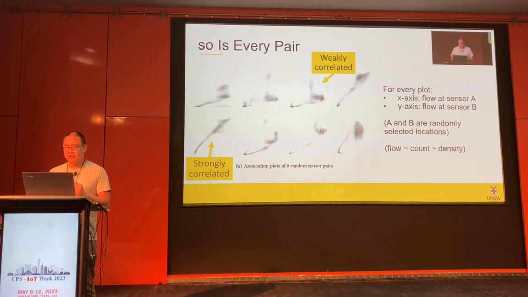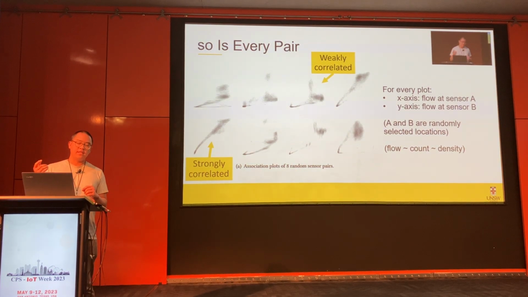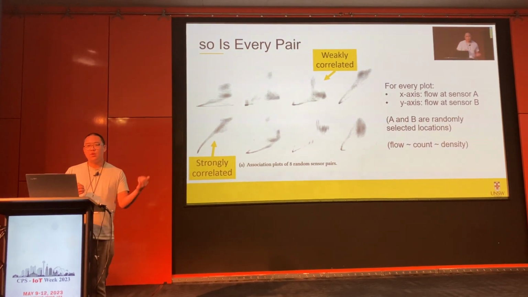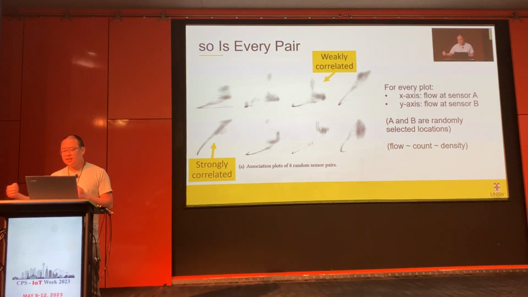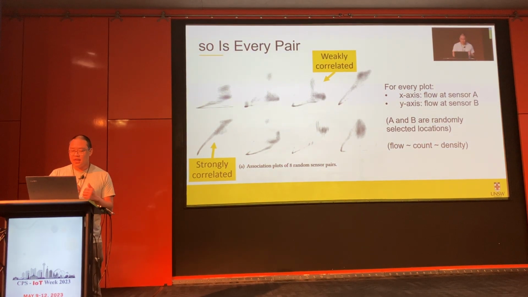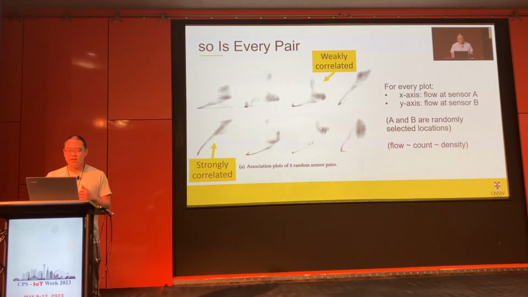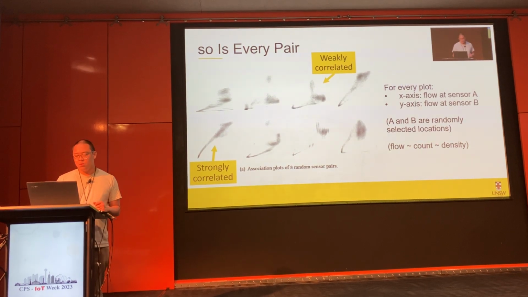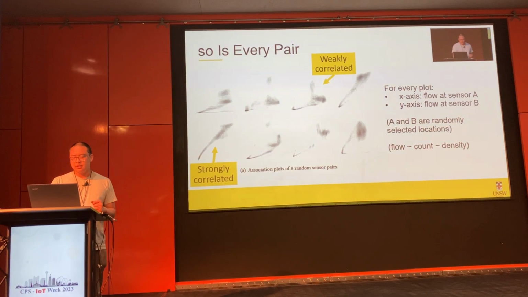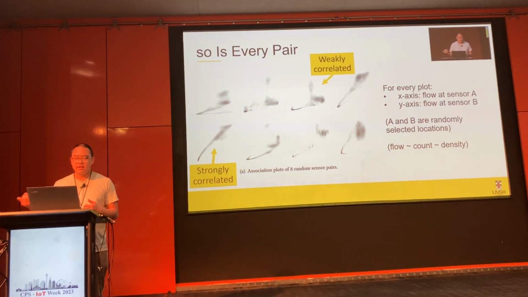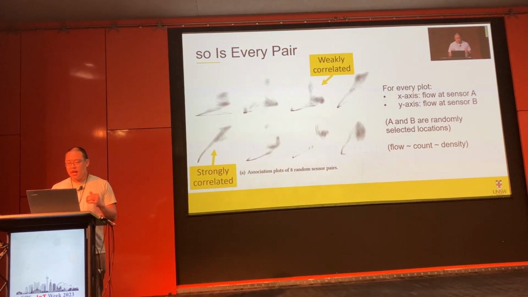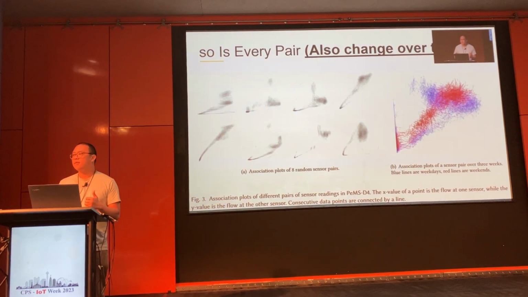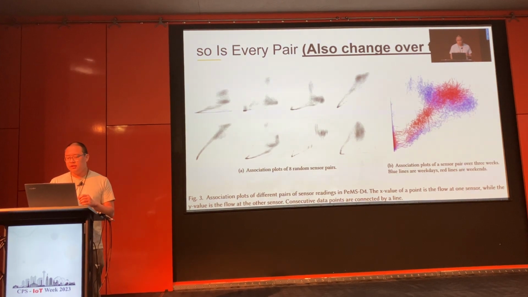So what it shows is that, for example, the sensor on the bottom left is very strongly correlated, right? When one sensor is slow, the other one is slow. When one sensor is fast, or has a very low count, the other one also has a very low count. When one sensor has a very high count, the other one also has a very high count, right? However, we can see some sensors are much more weakly correlated, right? So every pair is also unique, and not only that, for every single pair, it also changes over time.